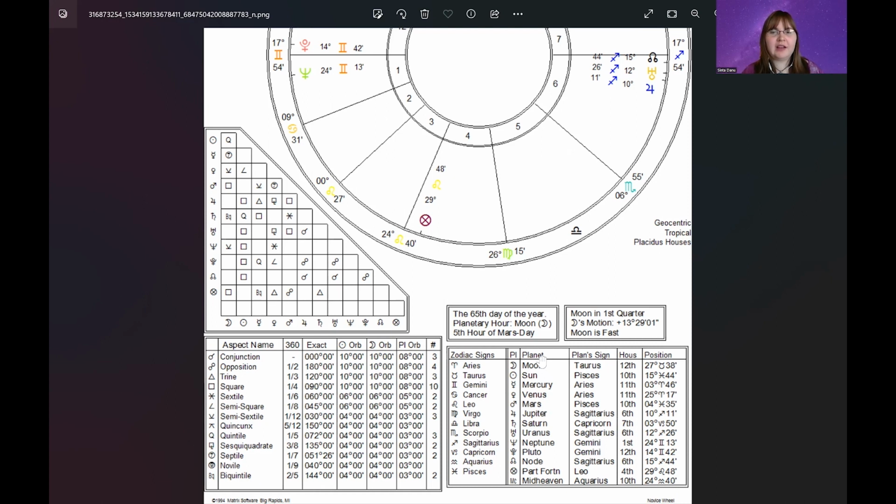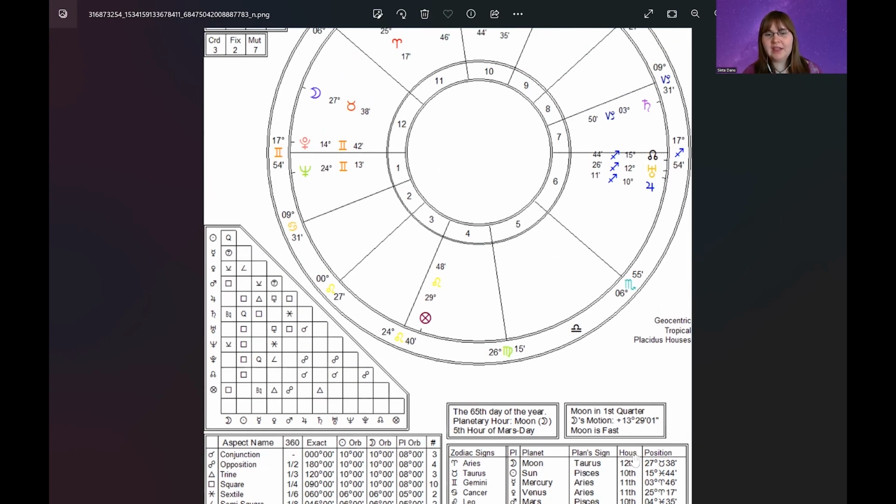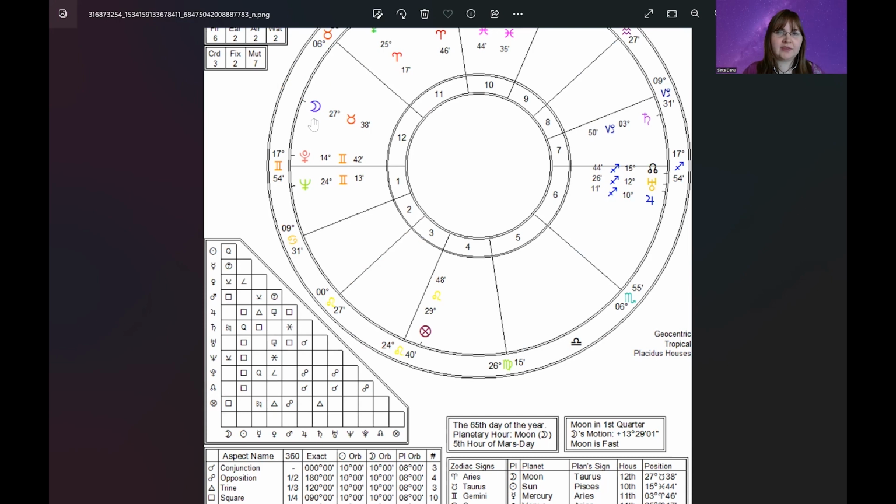So if you look, you have the moon. It has the symbol to the left, but to the right, it says this moon is in Taurus in the 12th house at 27 degrees of Taurus and 38 minutes. So if you go up to the chart, you'll see here's the moon, the symbol of the moon. It's in the sign of Taurus, which you see here. It's 27 degrees and 38 minutes. And as you can see, this is in the 12th house. So you would do that with each of your planets.